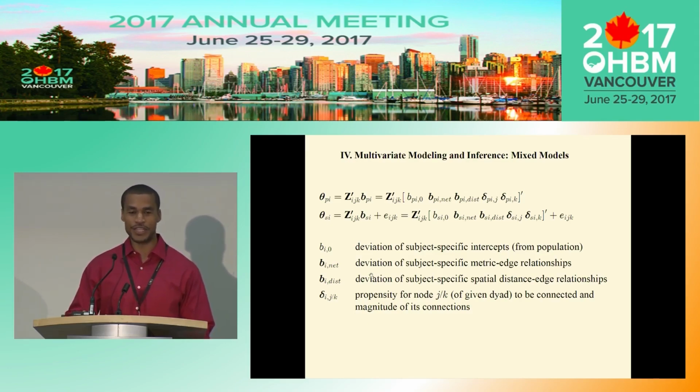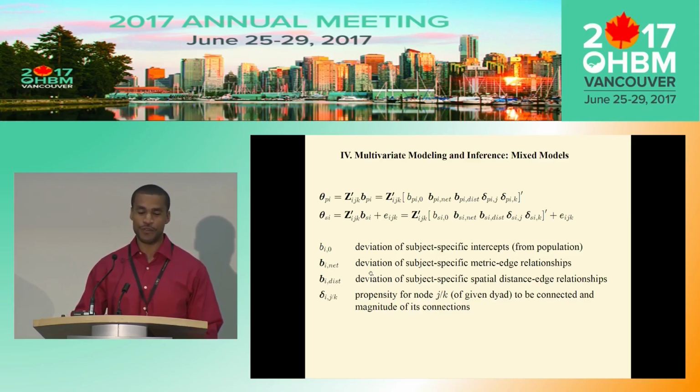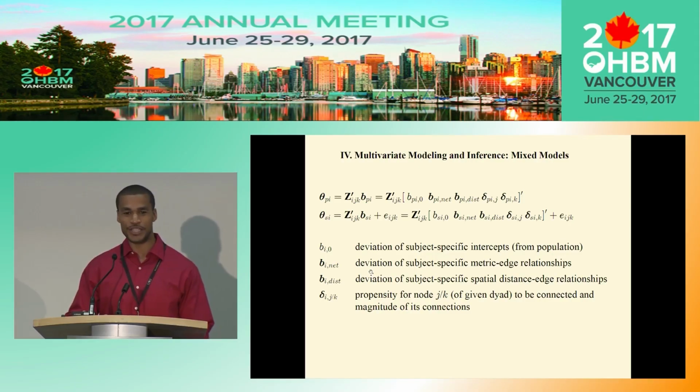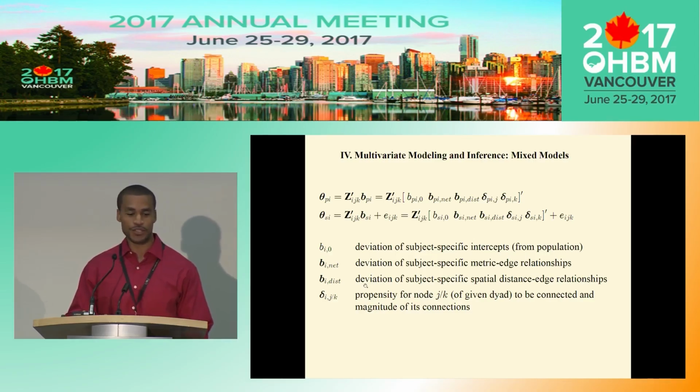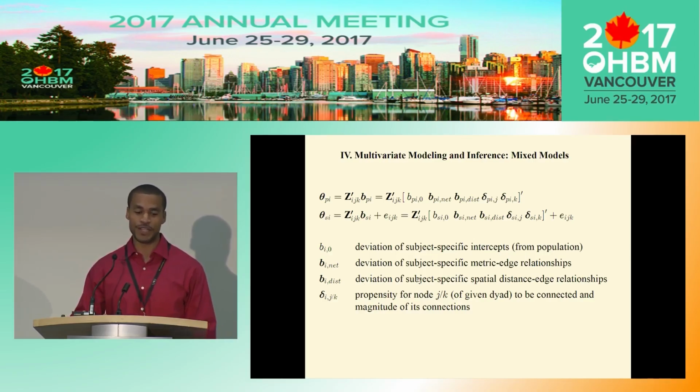And then we also look at deviations of individuals from the group mean in terms of the metric-edge relationships. So what's the relationship if you have two nodes with high clustering, what's the probability of being connected? There's a certain relationship there, and this captures how each individual's relationship differs from that average relationship. We also look at the deviation of subject-specific spatial distance-edge relationships, so the relationship between the spatial distance of two brain regions and the probability and strength of that connection.